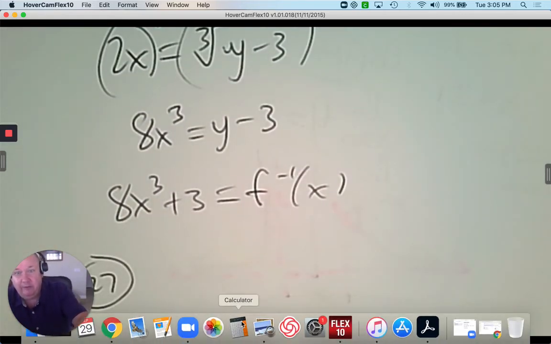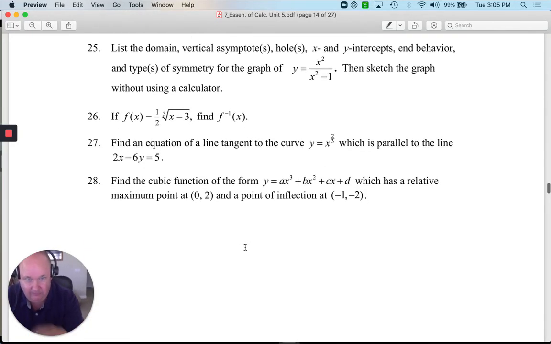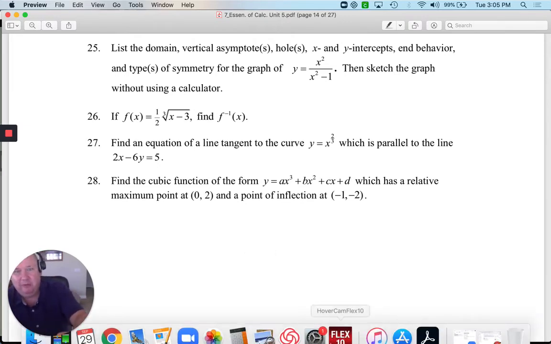You know, you don't have to do this all in one sitting. You can take your turn, take your time, do like 30 minutes at a time. All right. Find an equation of a line tangent to y equals x to the 2/3, parallel to 2x subtract 6y equals 5. The word tangent means derivative. Parallel means the same slope. Let's go. I'll show you what we're going to do.